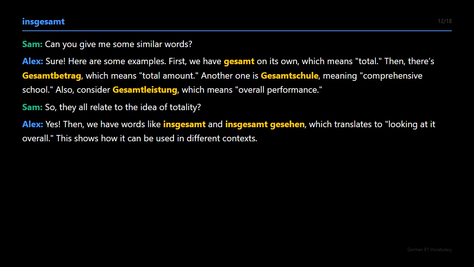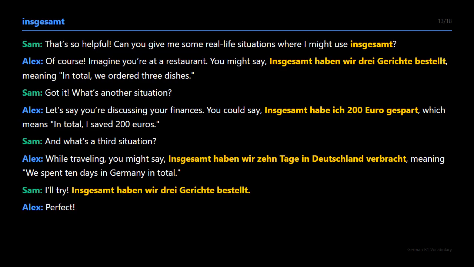Yes. Then, we have words like Insgesamt and, Insgesamt gesehen, which translates to looking at it overall. This shows how it can be used in different contexts. That's so helpful. Can you give me some real-life situations where I might use insgesamt?